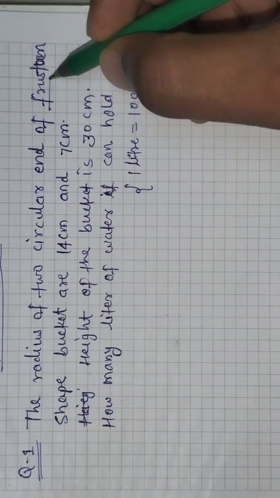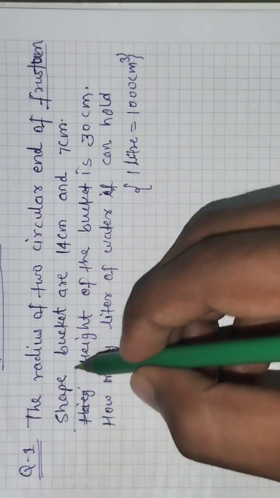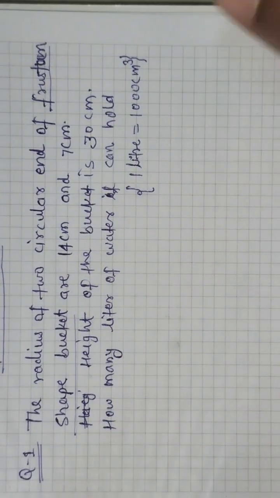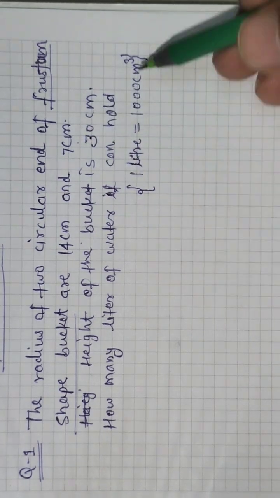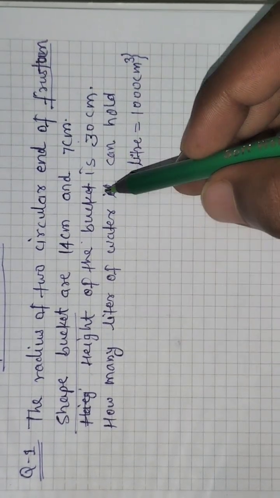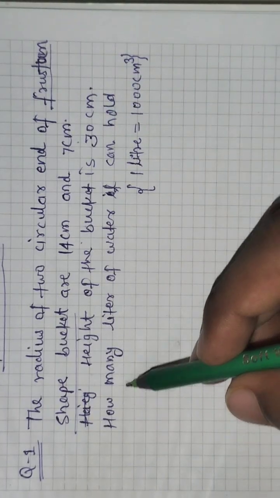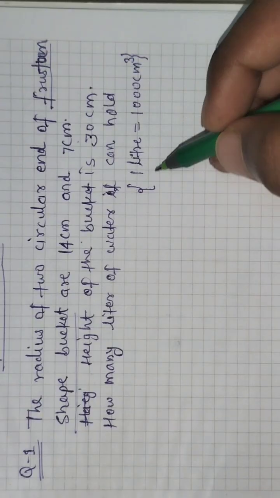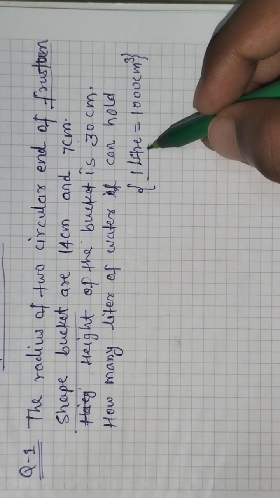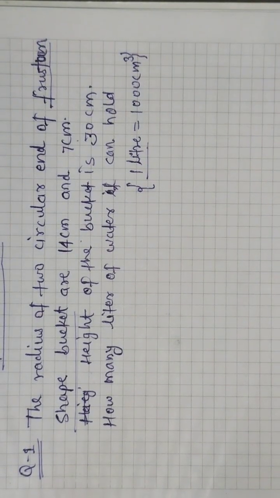Guys, we need to focus on this sentence: the radii are 14 centimeter and 17 centimeter, and the height of the bucket is 30 centimeter. How many liters of water can it hold? There is given one hint: 1 liter equals 1000 centimeter cube.